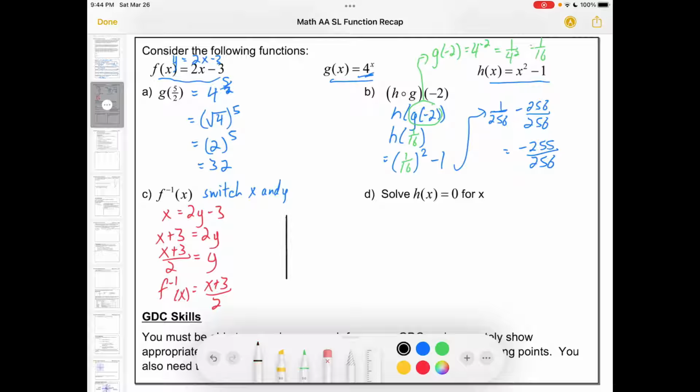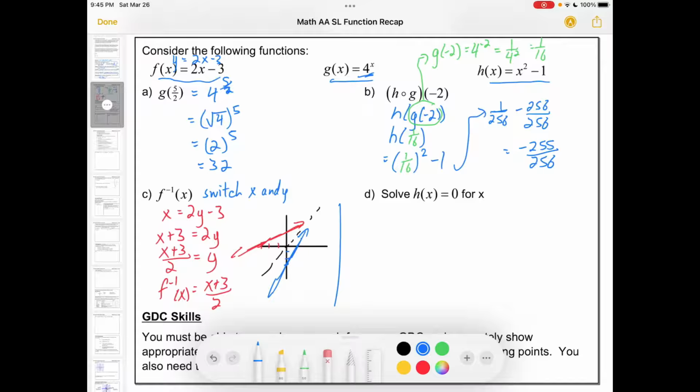So just for clarity here, the original function, 2x minus 3, would have looked something like this. Its inverse would be a reflection through the diagonal line. It will look something like this. We'll look more at inverses later on in the presentation.